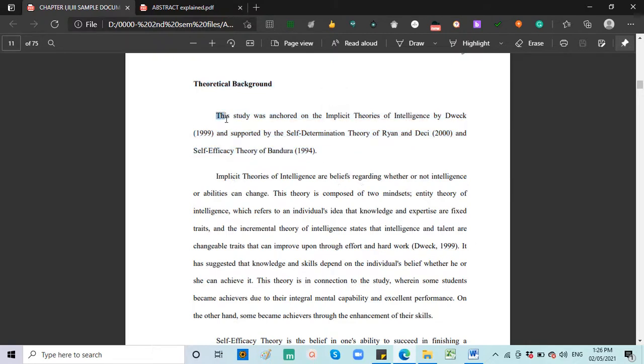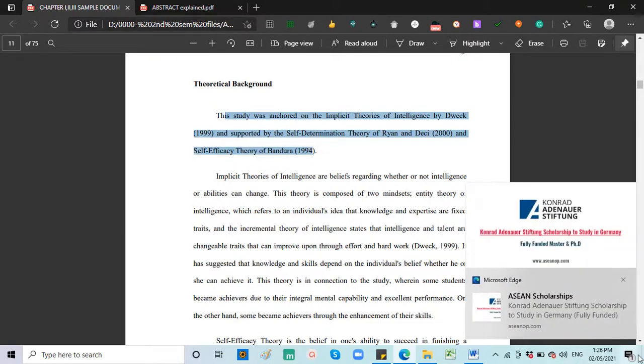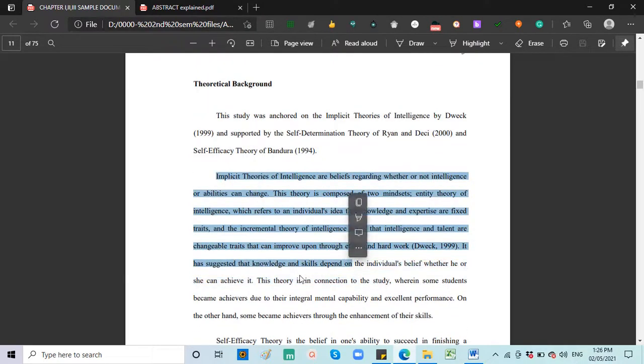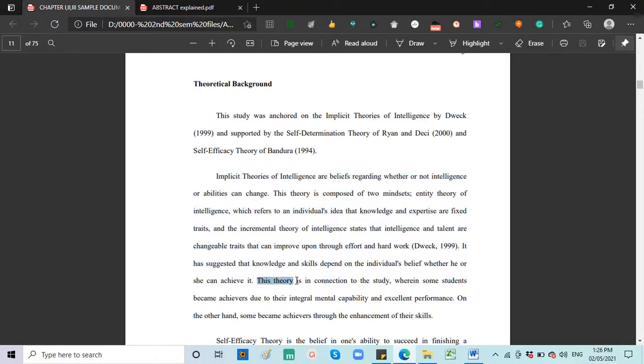So the first paragraph just states your theories. Go straight to it, no lengthy mess. Go straight to what your study is anchored on. Okay. And then implicit theories of intelligence is the first one mentioned, right? Implicit theory: beliefs regarding whether or not intelligence or abilities can change. This theory is discussed entirely. Then after discussing it, go straight to: this theory is in connection to the study wherein some students became... So how does the theory support your study? Okay, so you discuss the implicit theory and then how the theory connects to the study.